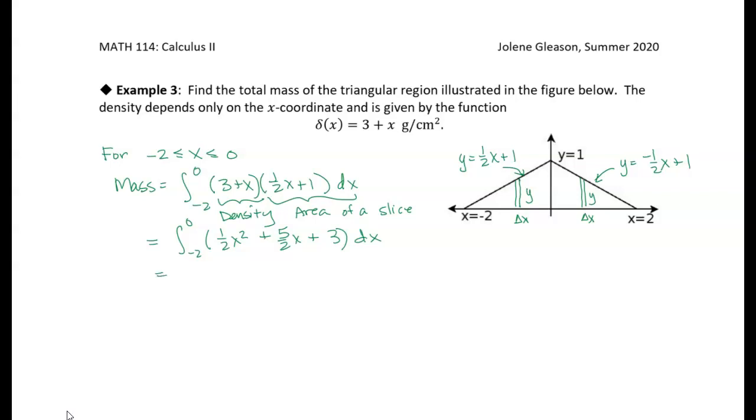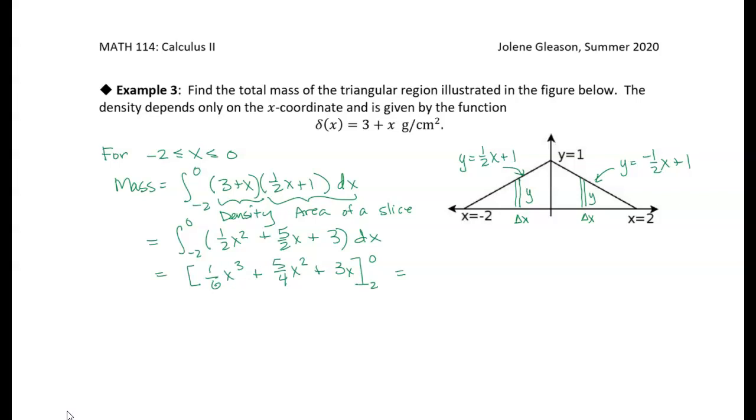So the integral of 1/2 x squared becomes 1/6 x cubed. The integral of 5/2 x becomes 5/4 x squared. And the integral of 3 is 3x. And then I want to evaluate that from -2 to 0. So let's put in our numbers here. When I evaluate at 0, everything is 0. So really all I have to do is evaluate it at -2.